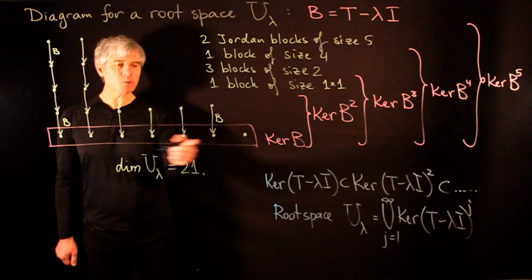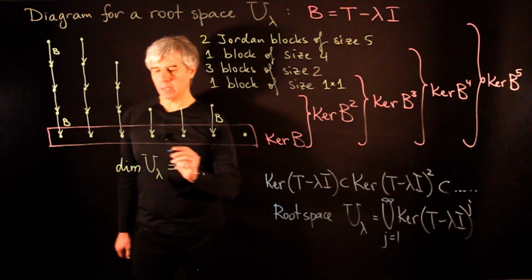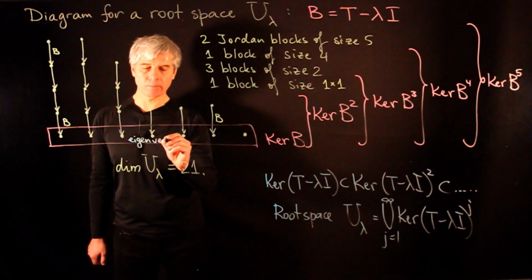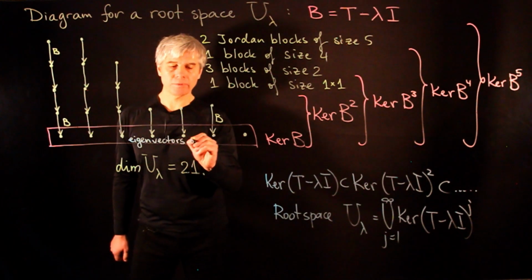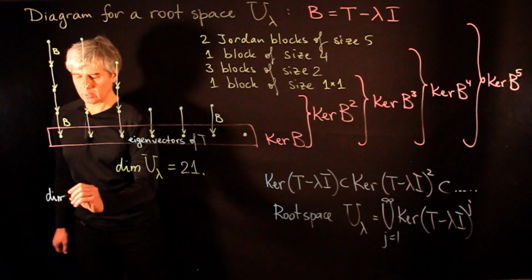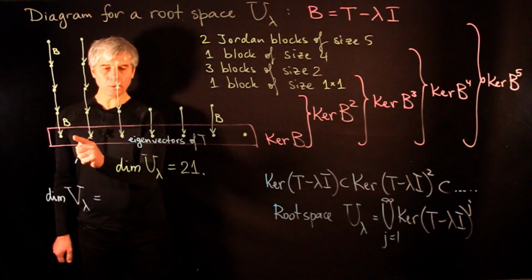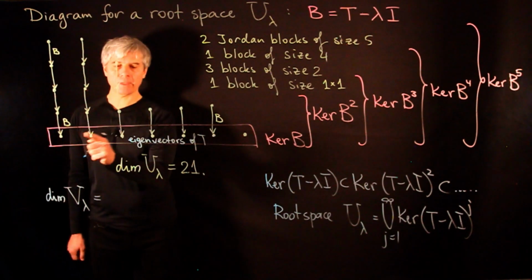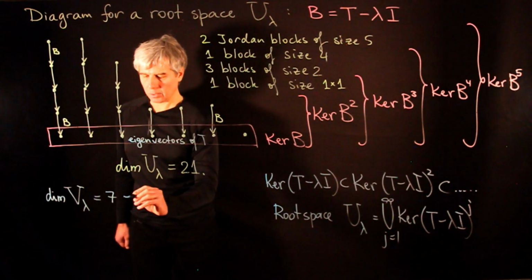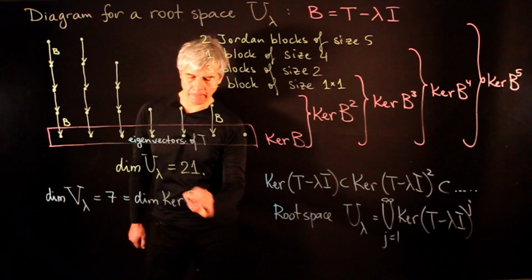The vectors on the ground level form a basis of the kernel of t minus lambda I. So this means that these vectors are in fact eigenvectors of t. And for this diagram, the dimension of the eigenspace is equal to the number of these strands, which is 7 in this case. So this is the dimension of the kernel of B.